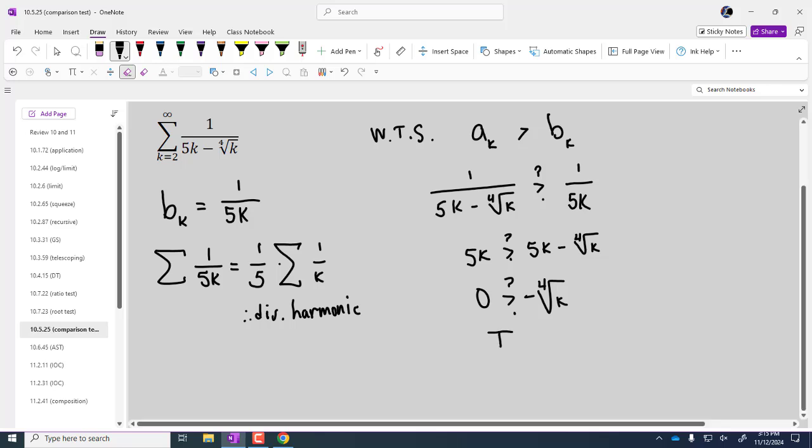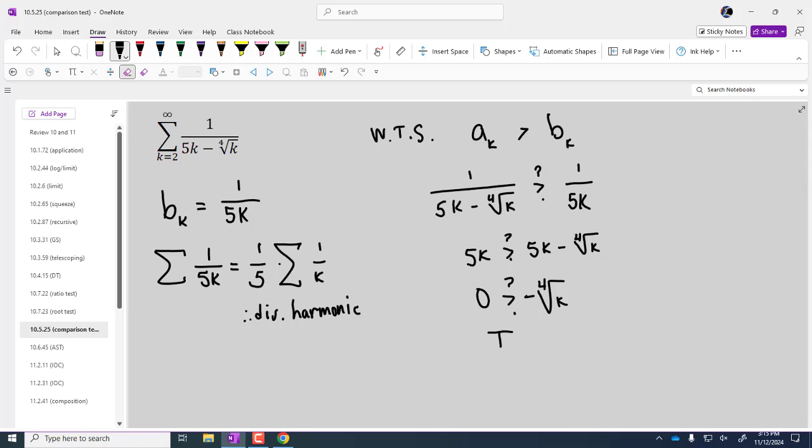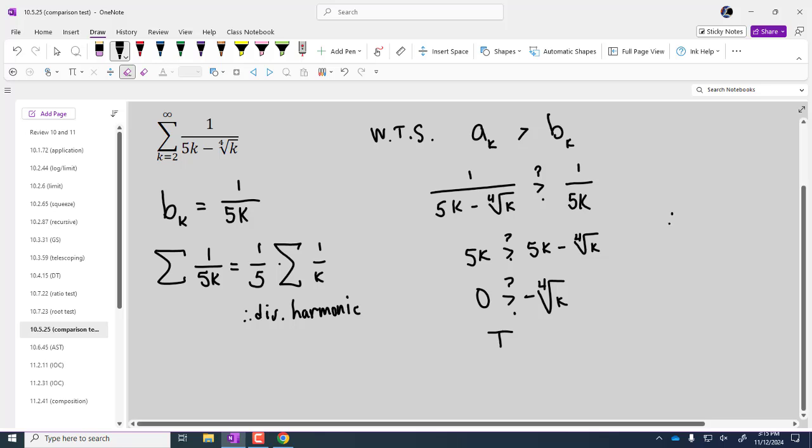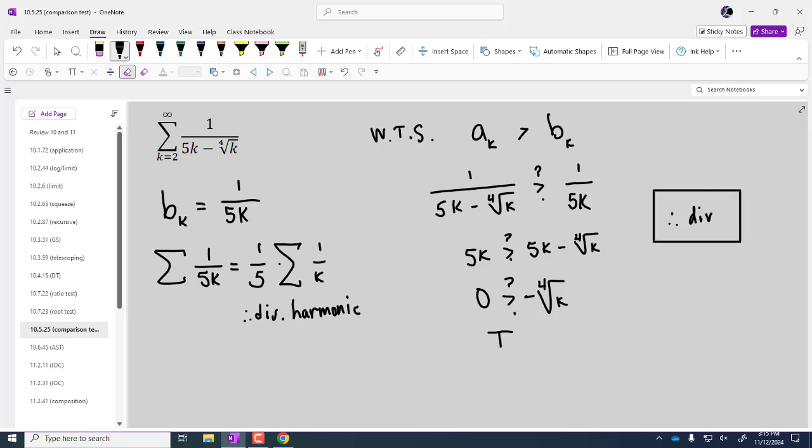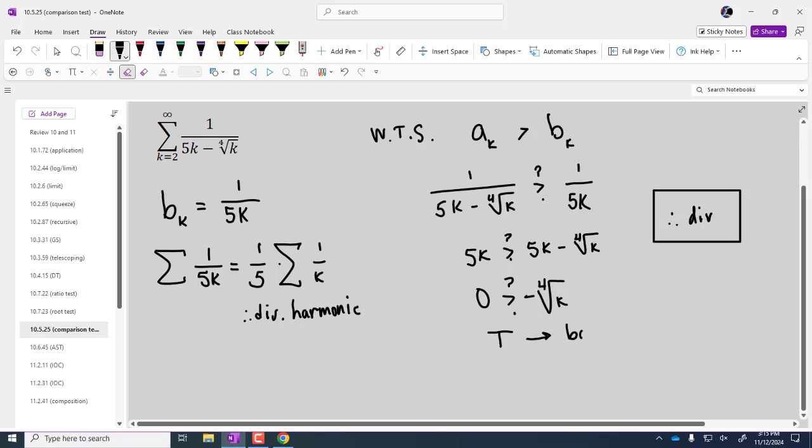So if that's true, what does that mean then? That our A sub k diverges? Yeah. So therefore, we have the original series is going to diverge by comparison test. Yes. So if we get a true statement there, then both series diverge. So this tells us that both are going to diverge.